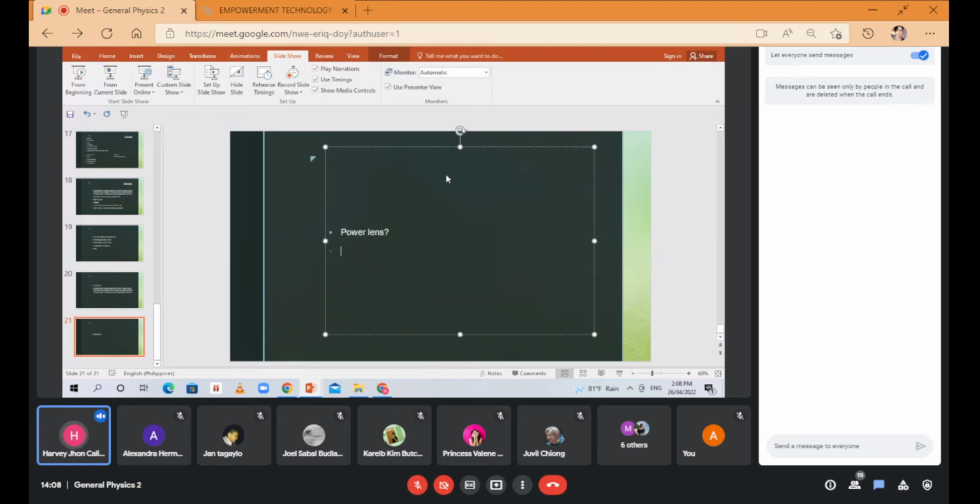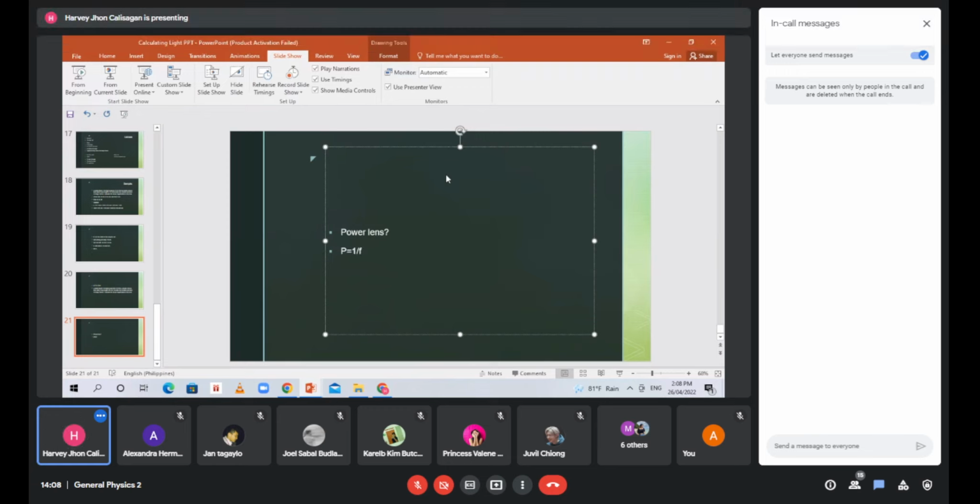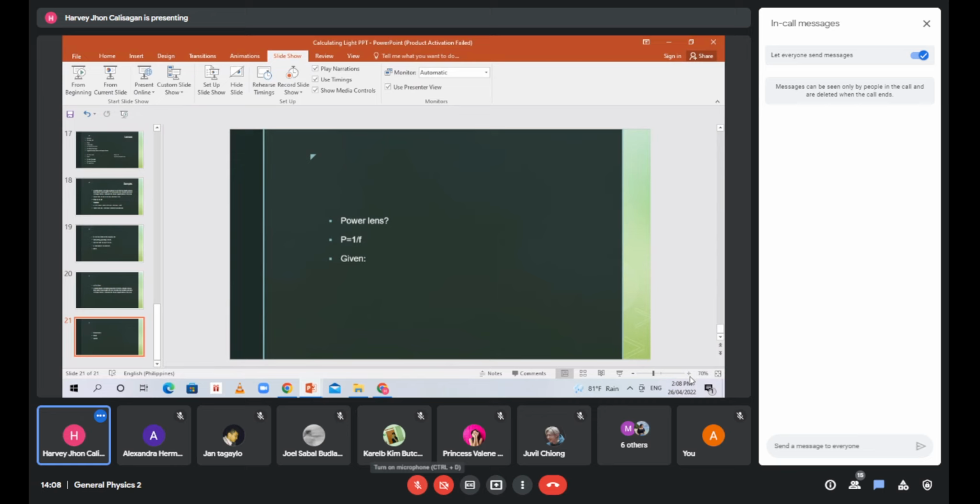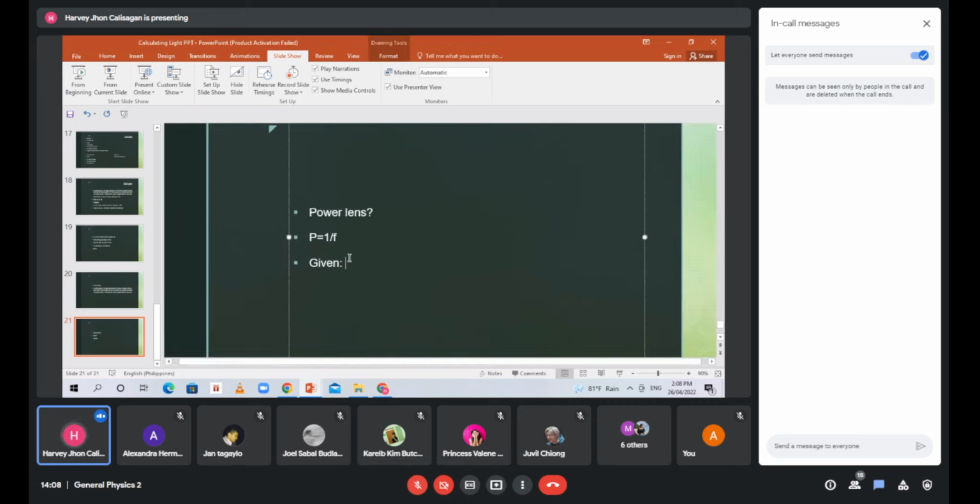Since the power is equal to 1 over f. Now, if we have a given, makita na yun sa screen? Yes, sir. Okay. If we have a given DO, which is 55 centimeter, and our DI, which is equal to, say, 45 centimeter, what will be the quantity?